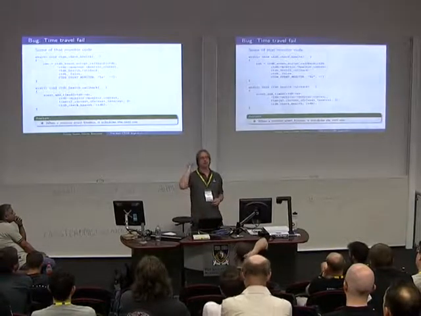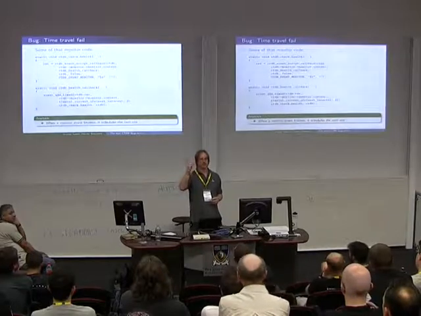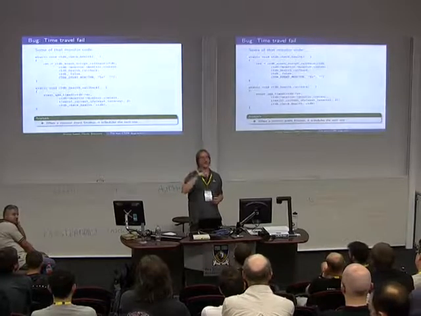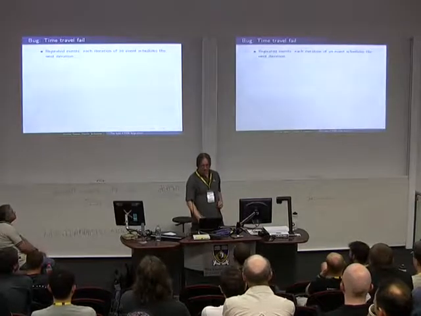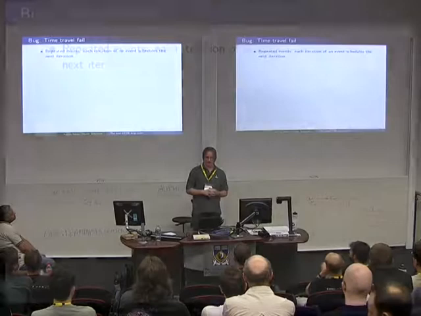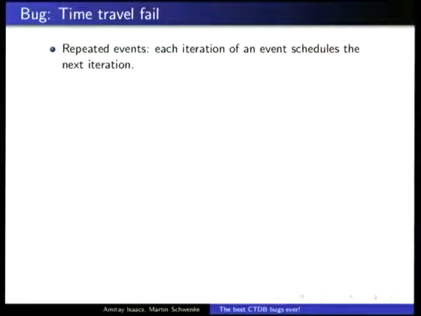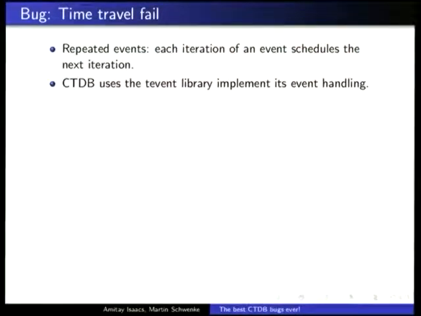There's no regular timer that's just going off that we're attaching something to. We run one, we schedule the next one. We run one, we schedule the next. So repeated events, each one schedules the next. CTDB uses tevent, as already discussed, and events are scheduled at absolute times.